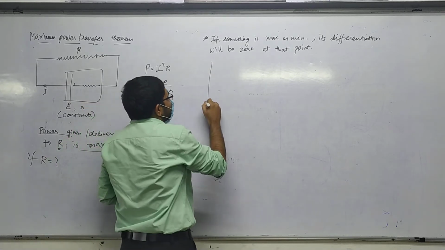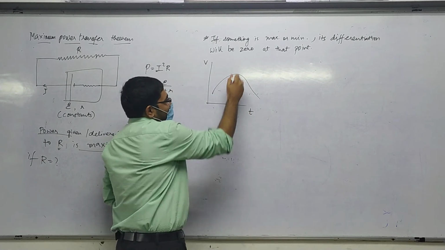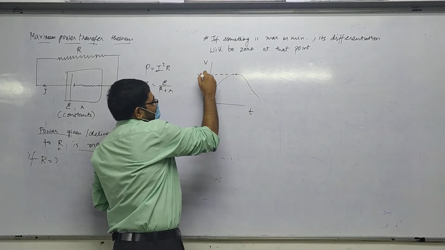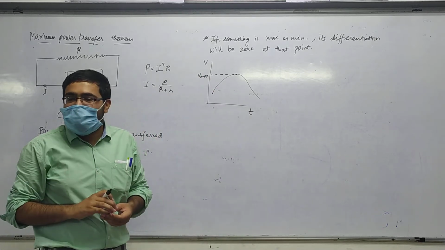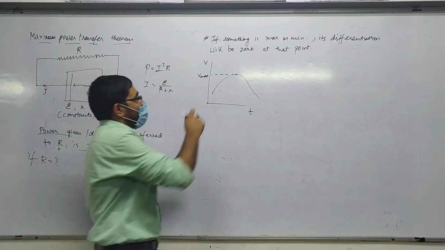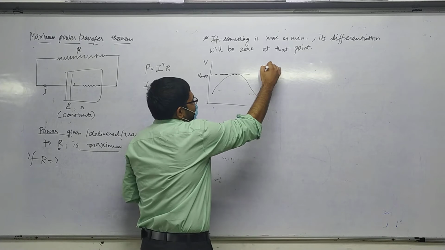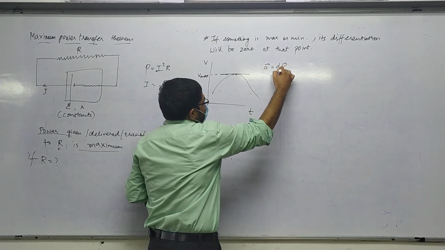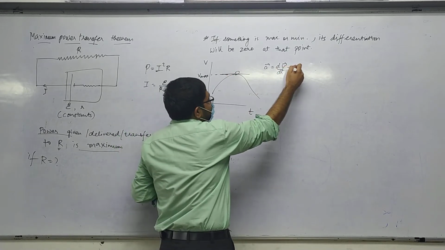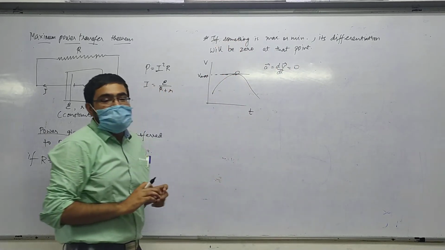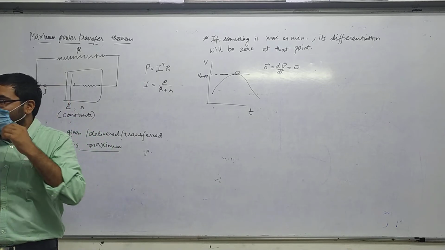And I gave a simple example. Do you remember v-t graphs? Suppose I have a v-t graph. At this point, the velocity is maximum. Yes or no? But from the v-t graph, how do you find acceleration? Slope of the tangent. So the slope of the tangent is zero. But acceleration can also be written as dv by dt. So at this point acceleration is zero. So if something is maximum or minimum, its differentiation at that point will be zero.